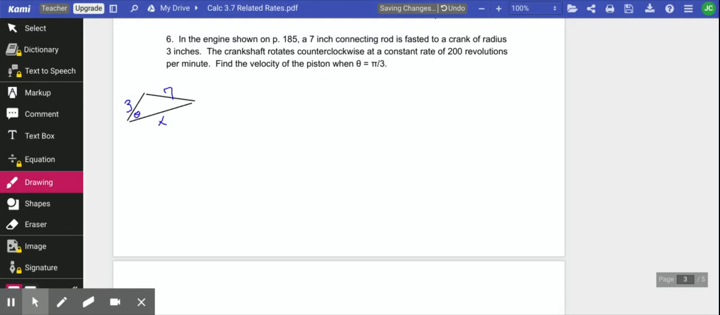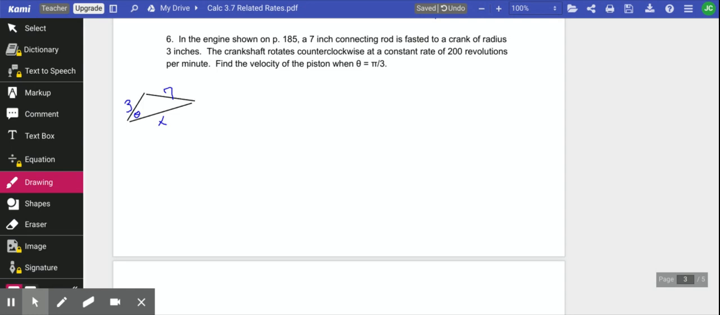All right, this last problem has a lot to it. So I'm going to do my very best to do my best handwriting. I apologize in advance. Definitely go to page 185 in your textbook and look at this picture. I have a very rough sketch, but it shows you a lot better what's happening in the book. So on page 185, we have the 7-inch connecting rod.